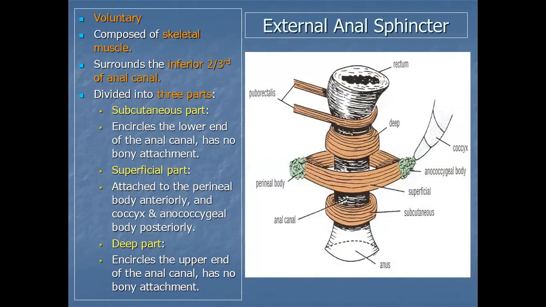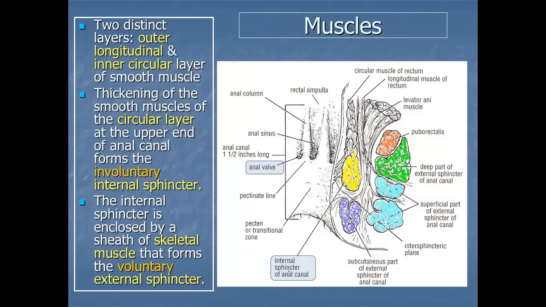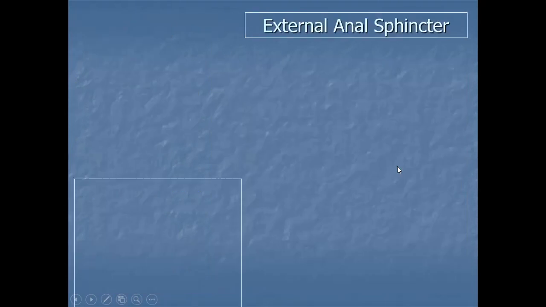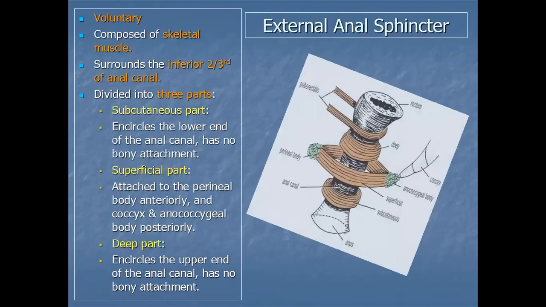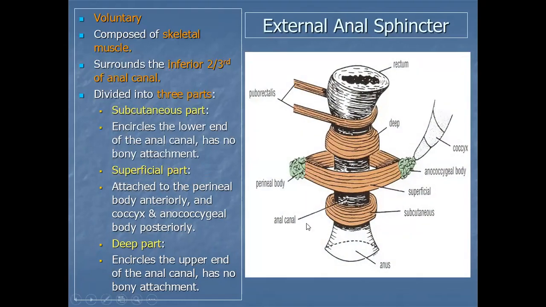If you see here, in the previous picture also, it is divided into three parts: subcutaneous, superficial, and deep. The subcutaneous part is the most lower part near the anal canal. Then we have the superficial part and the deep part. The subcutaneous part encircles the lower end of the anal canal and has no bony attachment, it is just around the anal canal.